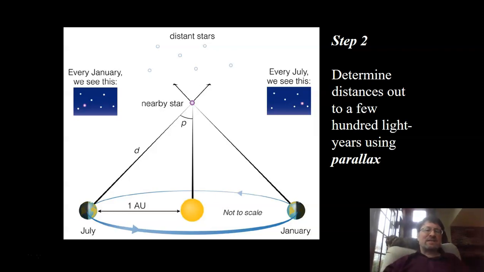What if you want to go outside of our own solar system? Radar doesn't work anymore. Right, you'd have to wait too long for something to bounce off, plus by the time the signal got back to you, it'd be too weak to detect. And so we need to use a different technique. Step 2 is this technique of parallax, and we've talked about this before.